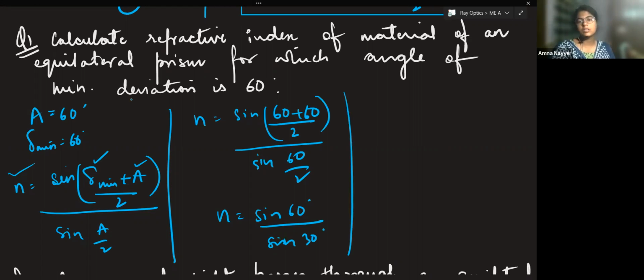So this is equal to what? Root 3 by 2, and this becomes half. So 1 into 2, n is root 3. All right, quickly note it down.